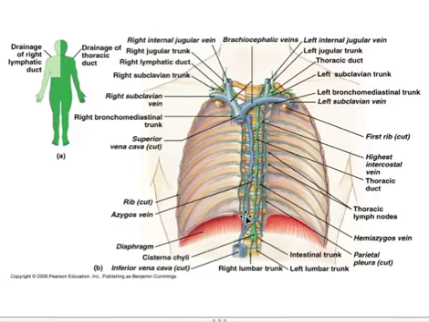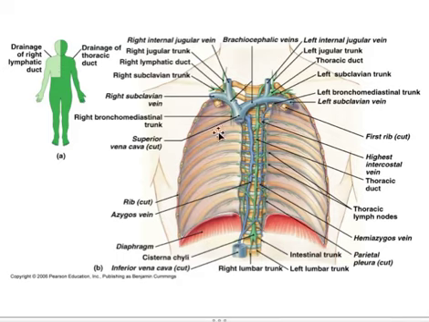So let's look at the diagram. If we look at a person here, this pale green area shows the drainage area of the right lymphatic duct. This picture is showing you the right lymphatic duct, which is a tube, and it's hard to see exactly where it dumps in, but most likely it's dumping into the area of the right subclavian vein.